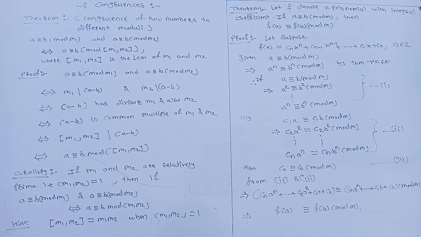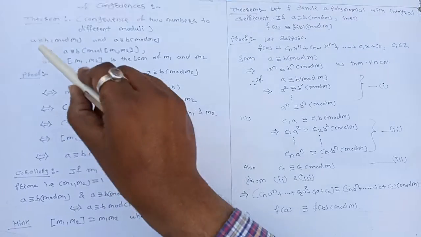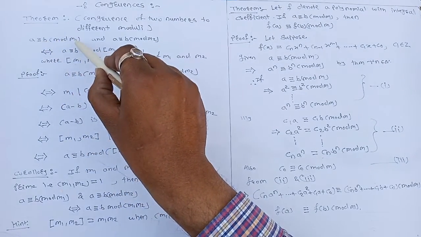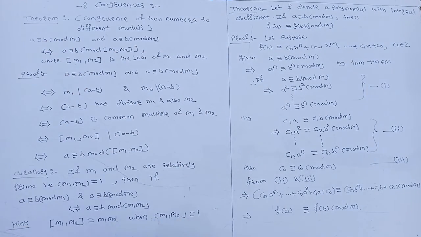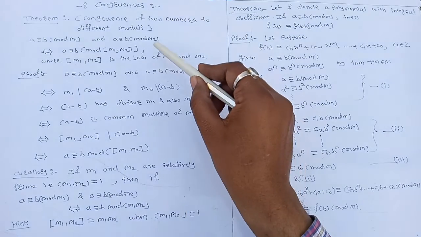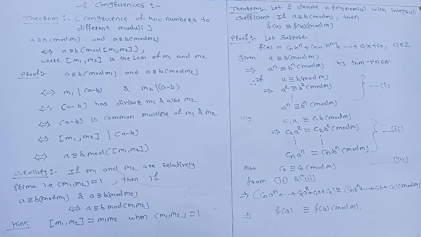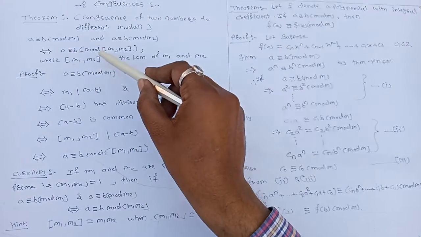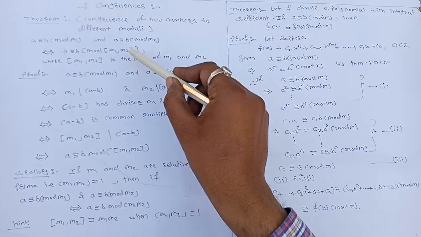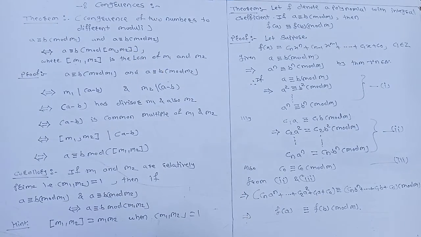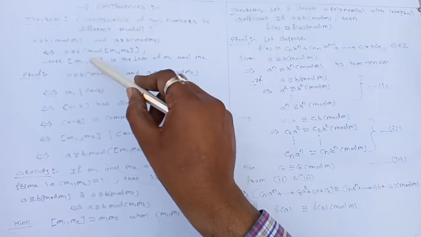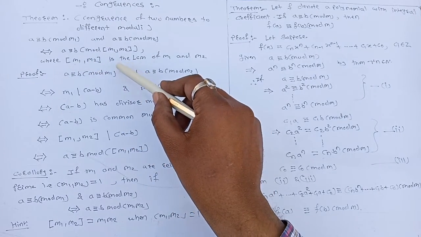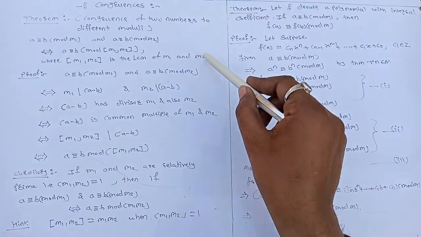Now theorem number one: congruence of two numbers to different moduli. That means A is congruent to B mod M1 and A is congruent to B mod M2 if and only if A is congruent to B mod LCM of M1 and M2, where this is the LCM of M1 and M2.